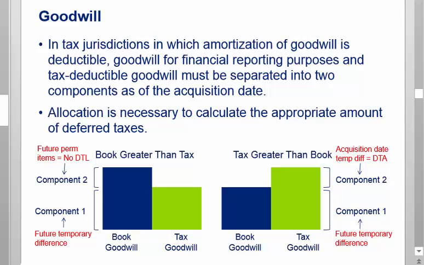On the first 50, book equals tax. Book basis 50, tax basis is 50. That is what's called component 1. When for tax purposes you amortize that goodwill, because goodwill is amortizable for tax purposes, the book basis will stay 50 because it's not amortized for books, but the tax basis will go down ultimately to 0. When you deduct that 50 for tax purposes, that will create a deferred liability.